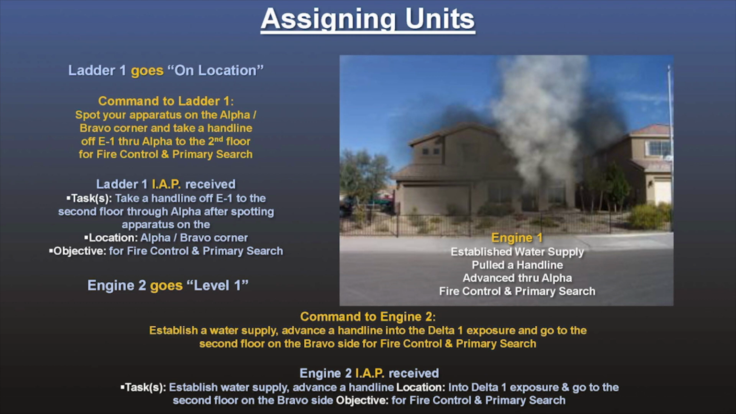Engine 2 is level 1. Command to Engine 2, I need you to establish a water supply, advance a hand line through the Delta 1 exposure, go to the 2nd floor on the Bravo side, and start fire control primary search. Engine 2 received. Establish a water supply, advance a hand line to the Delta 1 exposure, go to the 2nd floor Bravo side for primary search and fire control.